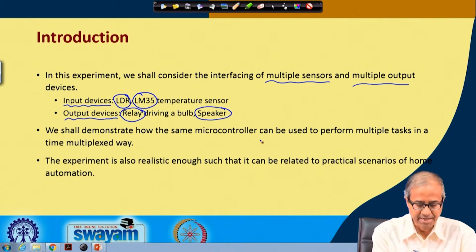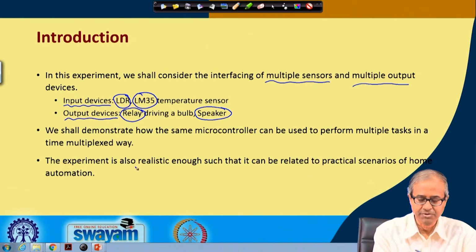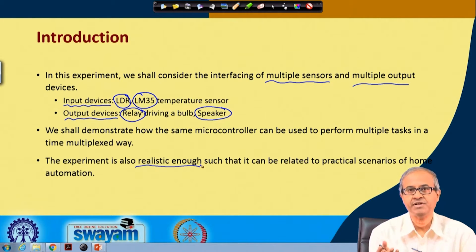And as I had mentioned, the example is realistic enough so that you can have an automated light on-off system and an automated security system where you are sensing some kind of fire occurrence by looking at the temperature level.